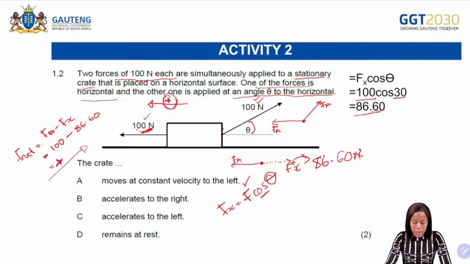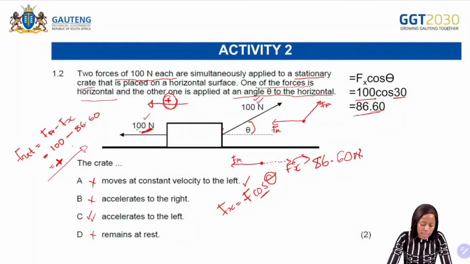So again, what should your answer be? Is it going to move at a constant velocity? No, it's not. Is it going to be accelerating to the right? It's not going to be accelerating to the right. Does it remain at rest? It does not remain at rest. So the only option left is that it accelerates to the left. Why? Because when you calculate the net force, you are getting a positive answer, so the direction of the net force is to the left-hand side there.